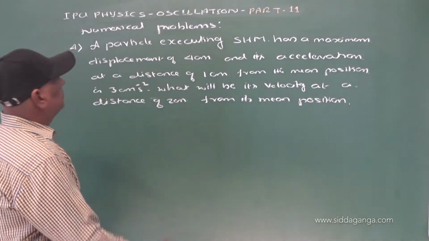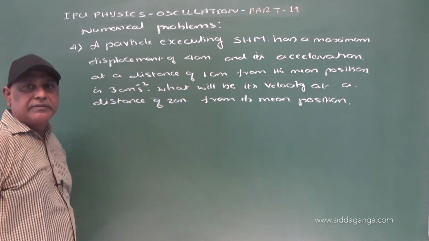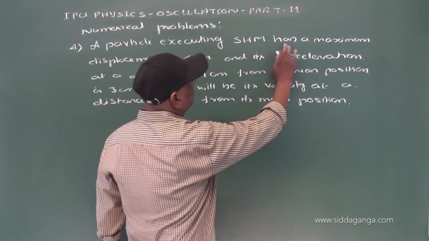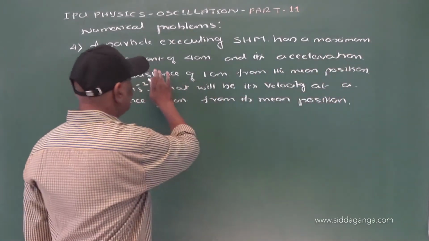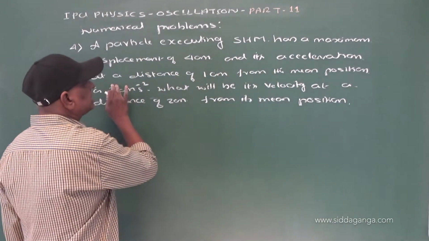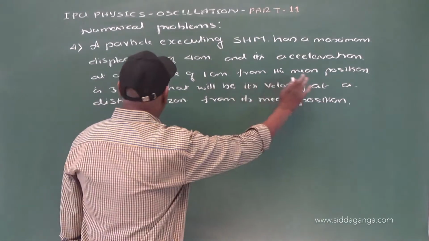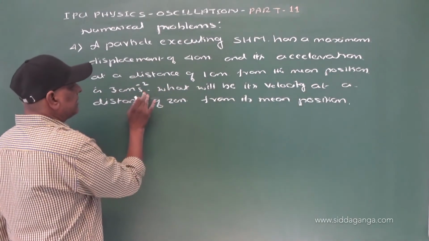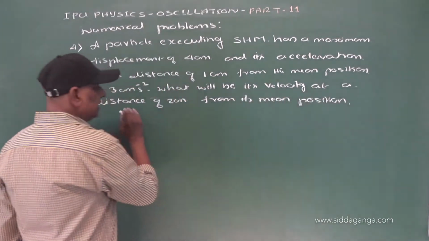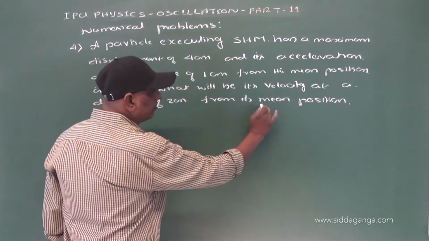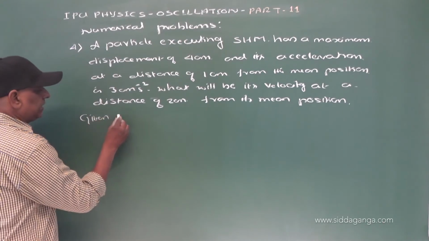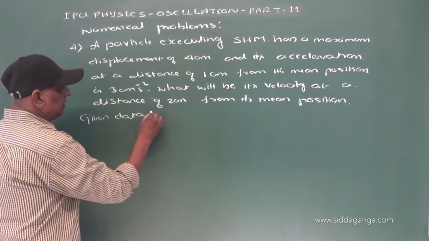Right. Now, once again, I will read this problem. A particle executing simple harmonic motion has a maximum displacement of 4 centimeter and its acceleration at a distance of 1 centimeter from the mean position is 3 centimeter per second square. What will be its velocity at a distance of 2 centimeter from its mean position? Now, we have the given data.